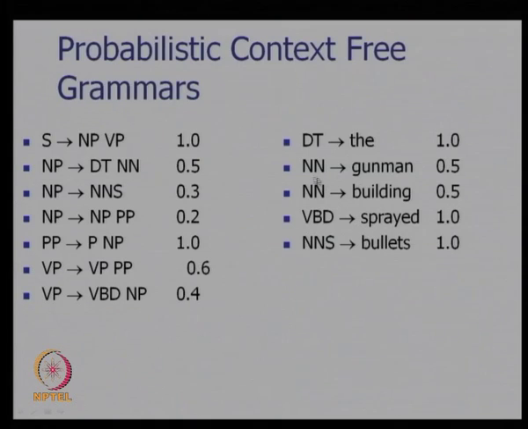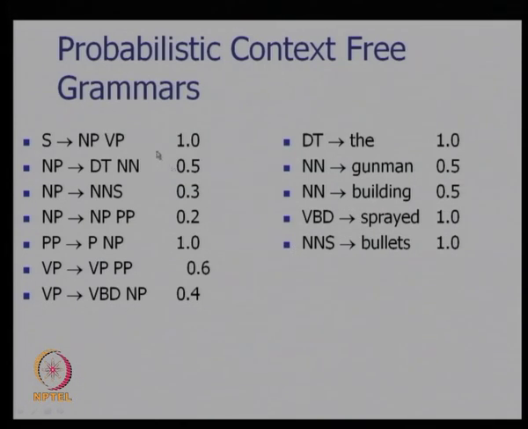Determiner is 1.0. We are assuming there is no other determiner like that and this. There are two nouns, gunman and building, each with probability 0.5. That means the distribution of gunman and building in the corpora as noun is half-half. VBD is a past tense verb. We have only one past tense verb, sprayed. The probability is 1.0 because this is the only occurrence of the past tense verb. Plural noun is bullets, again 1.0.